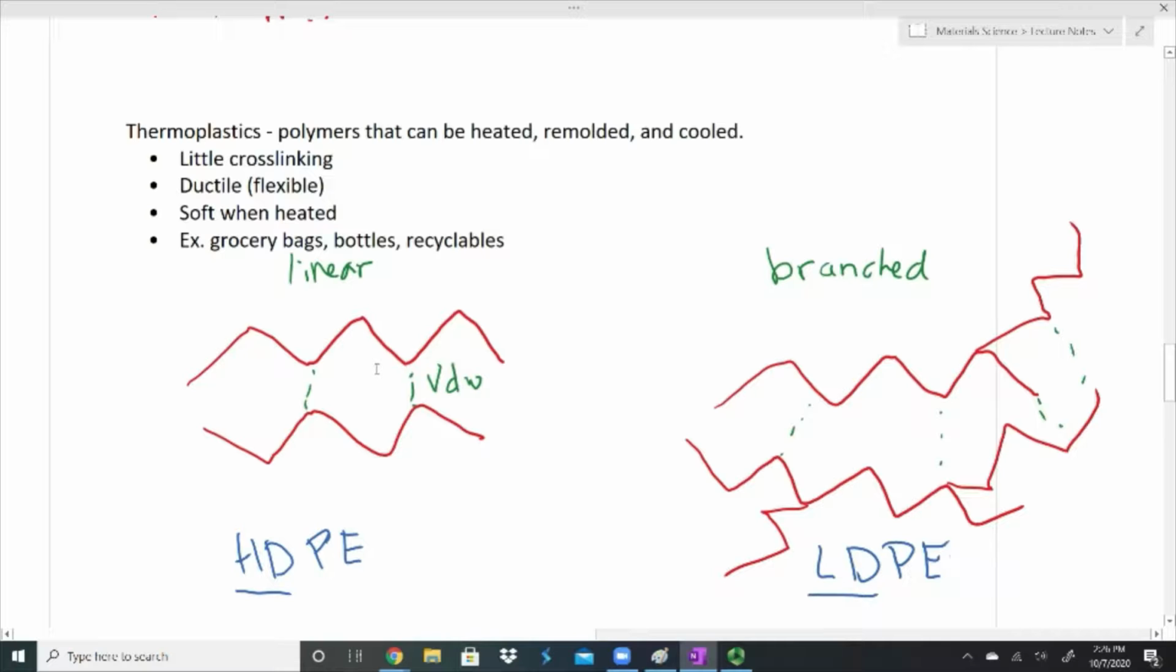And the reason it's more densely packed is in the linear picture, I can get these a lot closer together because these long linear chains can squish together a little bit more. If things are branched, it's kind of pushing itself apart. I have more gaps. And so if I have a branched polyethylene polymer, it's going to be a lower density than if I have a linear polyethylene polymer.